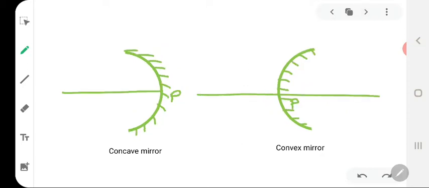Now, coming to the fourth one. How does a ray of light travel which is incident obliquely on the mirror at the pole?